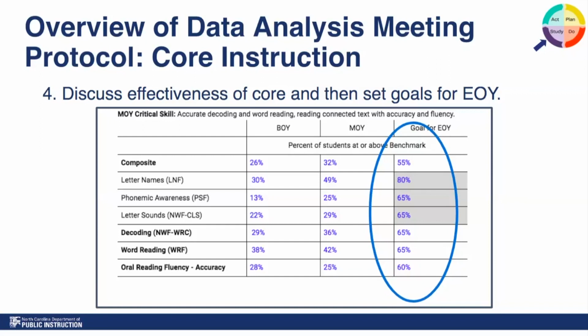So to set goals, this team looked at the percentage of students below benchmark and added that to the current percentage of students at benchmark. So I'm talking specifically about oral reading fluency. They looked at that 25%. They went to the yellow, how many students were below benchmark. They added that percentage to the 25%. Then they added typical growth percentage to that. And then they added a little more just to keep the goal ambitious. And that's how they got to 60% at the bottom. So that's how they set that goal for end of year for oral reading fluency.